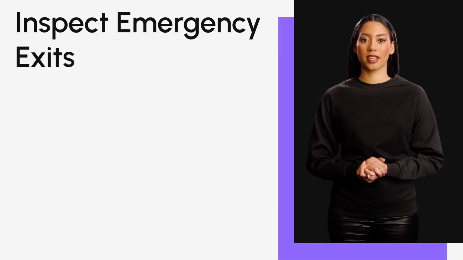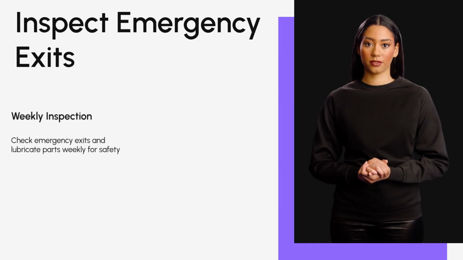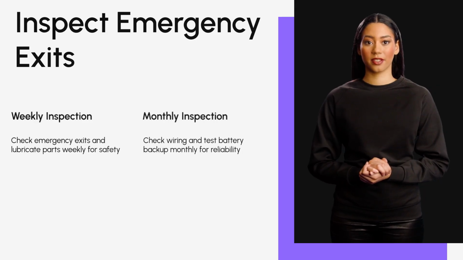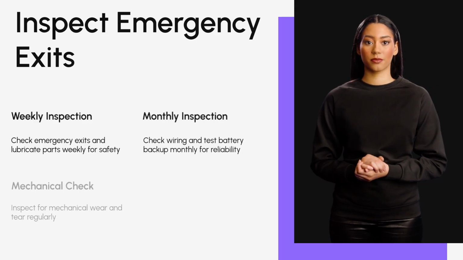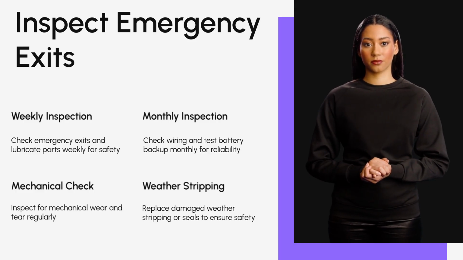Weekly, inspect emergency exit functions and lubricate moving parts. Check for mechanical wear and tear. Monthly, inspect wiring and test the battery backup system. Replace damaged weather stripping or seals. These tasks ensure reliability and safety.